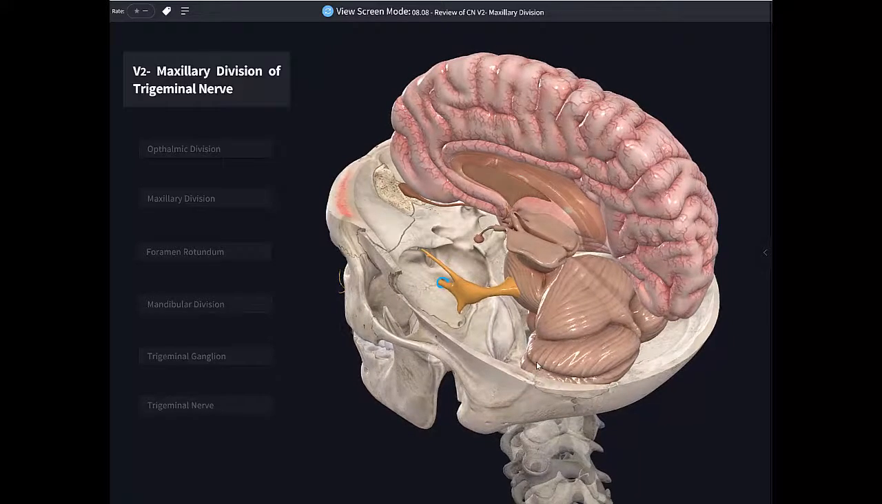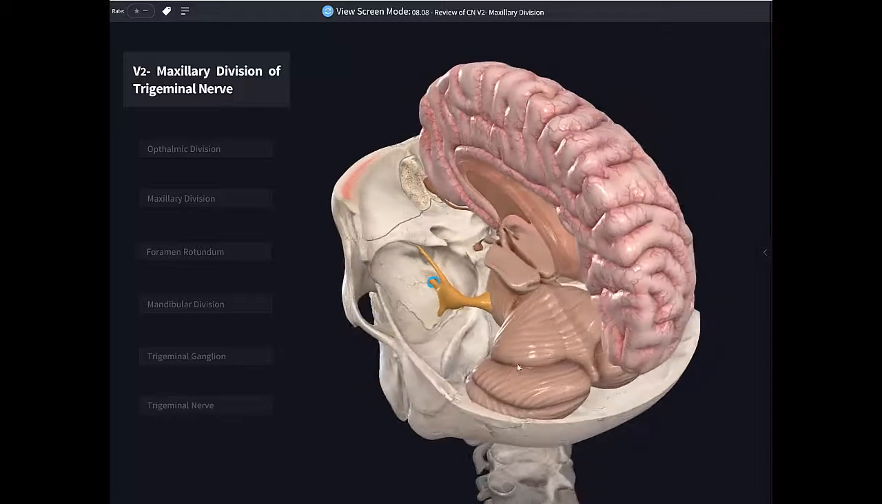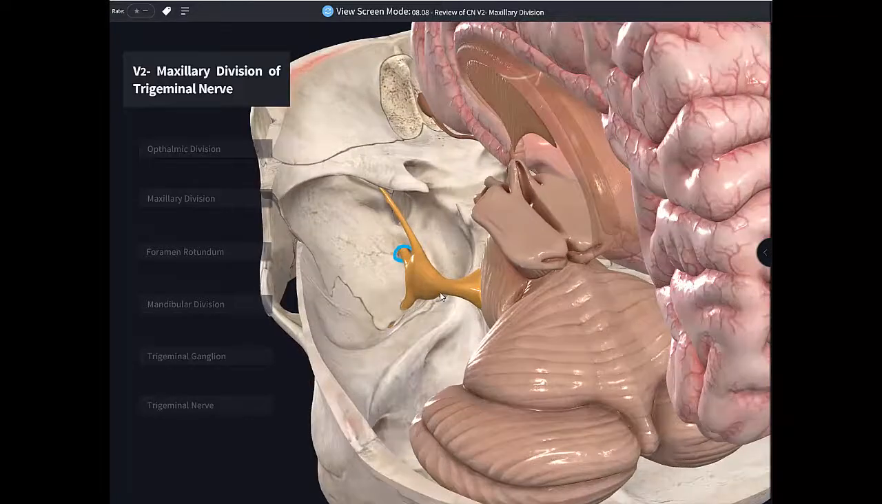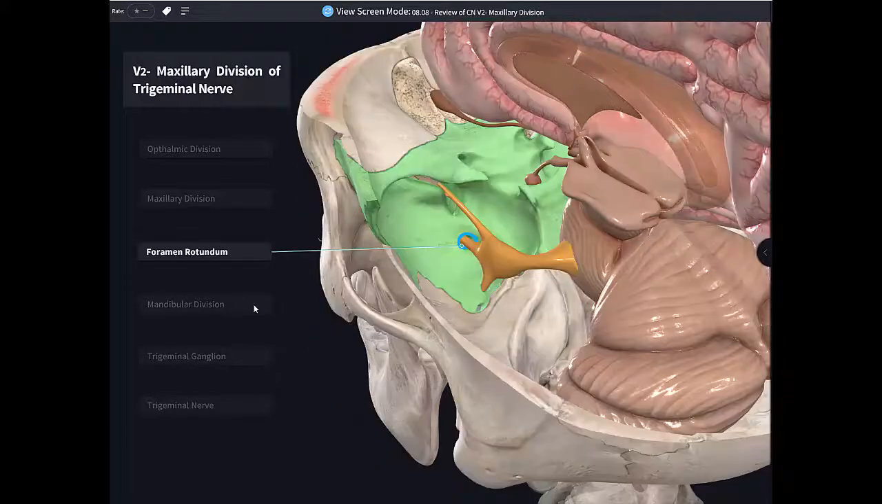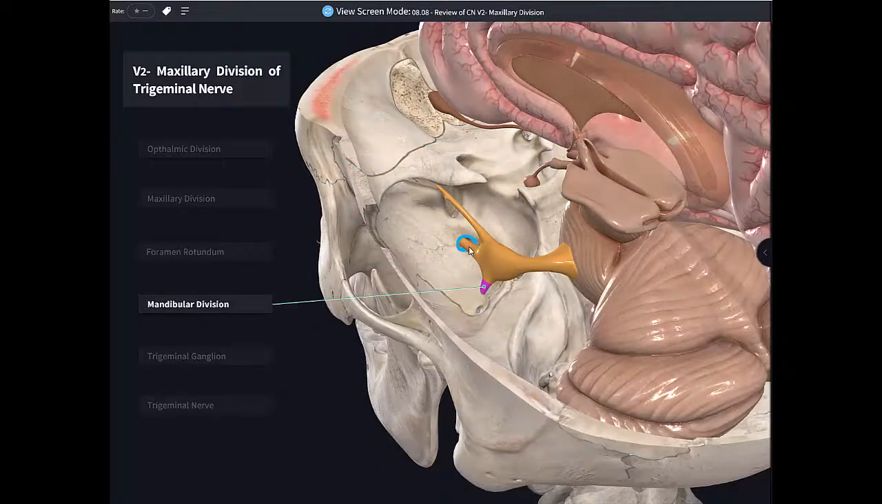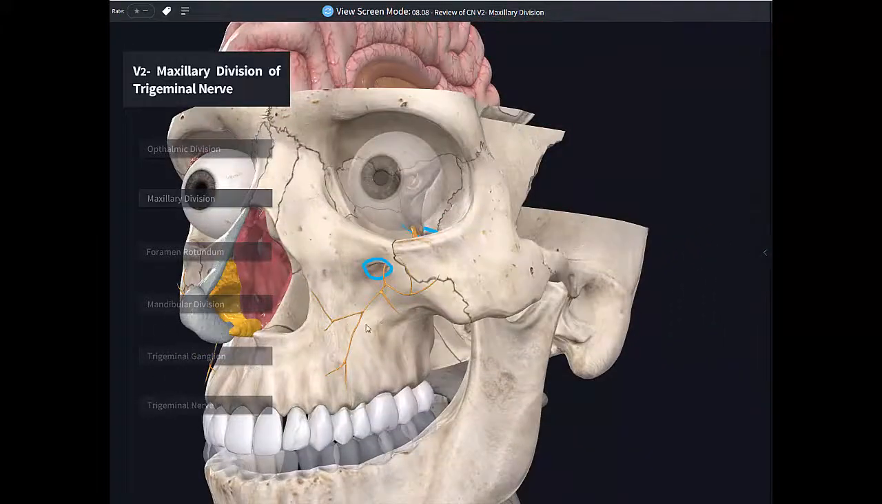Fairly similar, at least in regards to what it can do, the maxillary division of the trigeminal nerve also can only do somatic sensory. It does pass anteriorly through the foramen rotundum, which is called foramen rotundum because it's a round hole. The mandibular division will go through the foramen ovale, but about the maxillary division, after it passes through foramen rotundum, it'll supply the skin on the cheek and on the face here.